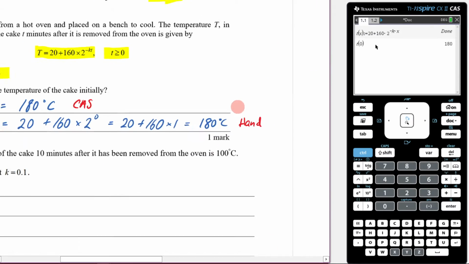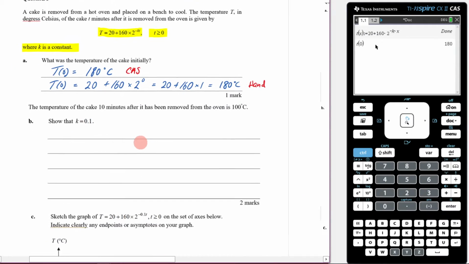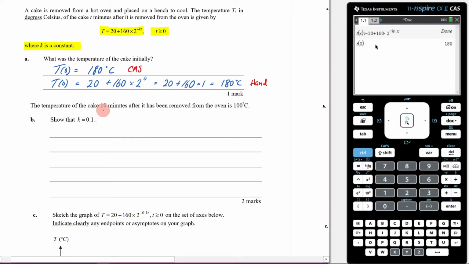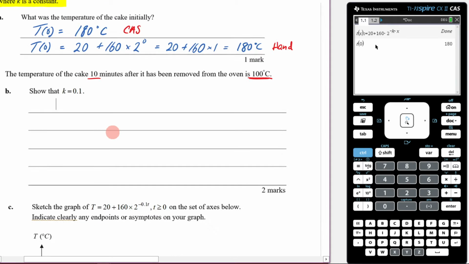All right, let's keep on moving now, chugging along. So next, we have the temperature of the cake 10 minutes after it's been removed from the oven is 100 degrees Celsius. Show that K is equal to 0.1. So what you need to appreciate here is the fact that they've given us a point. If they're telling us that 10 minutes after it's been removed from the oven is 100 degrees Celsius, they've given us the point 10, 100.